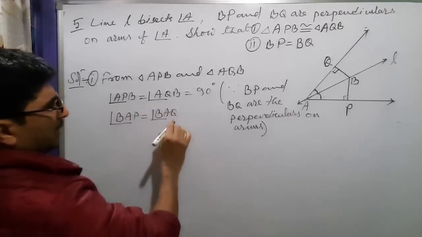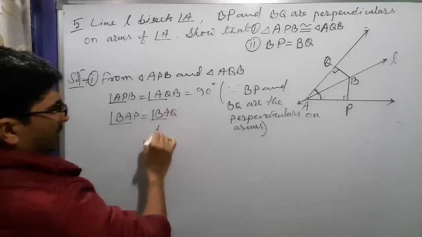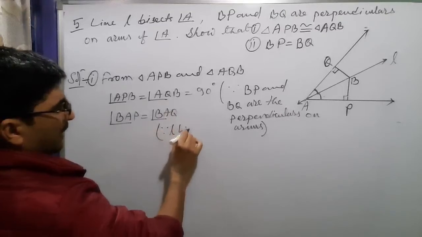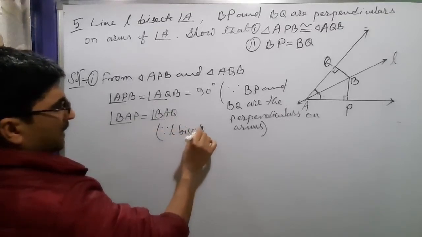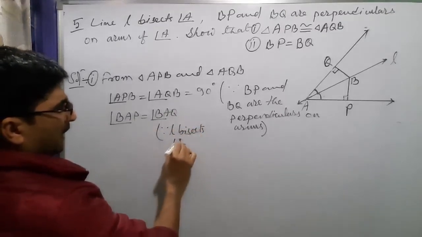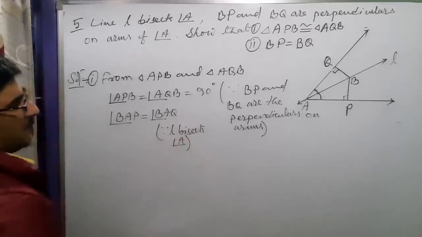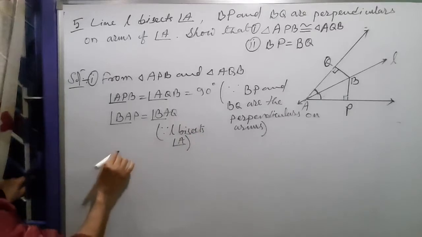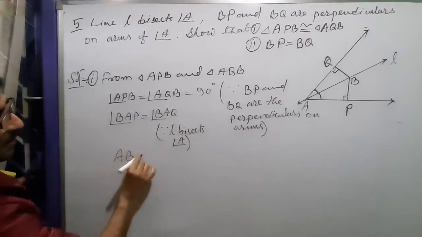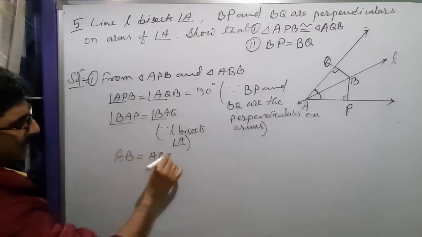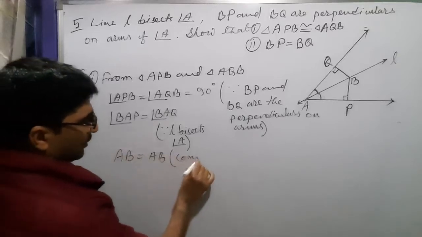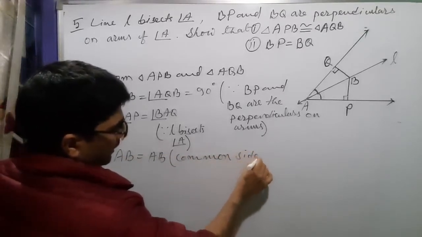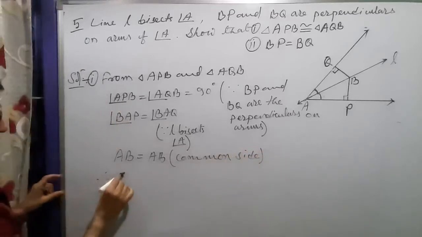Okay, these two angles. Why? The reason you write just down: since L bisects angle A. You have written the reason here, and then one more, what will we get? The side, that is AB is equal to AB. This is the common side. Therefore, these two triangles are congruent.